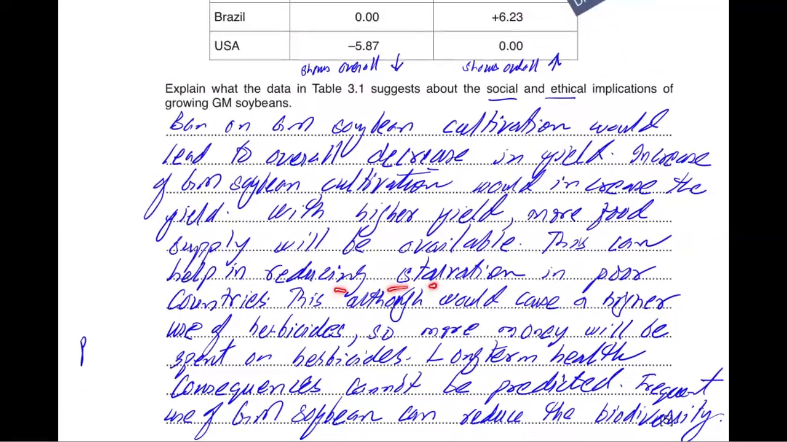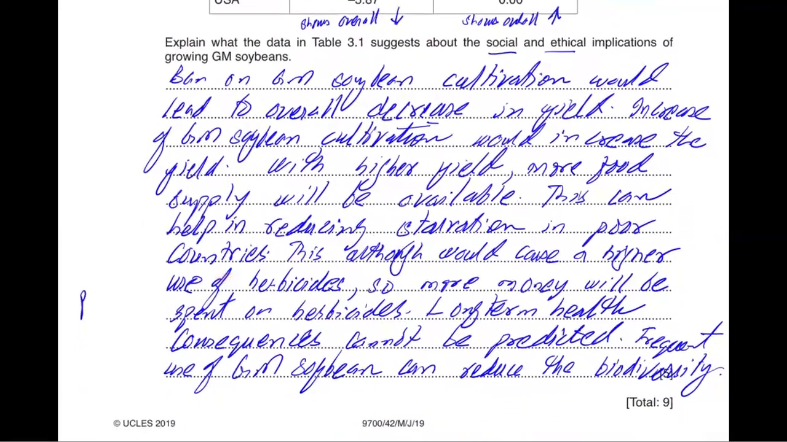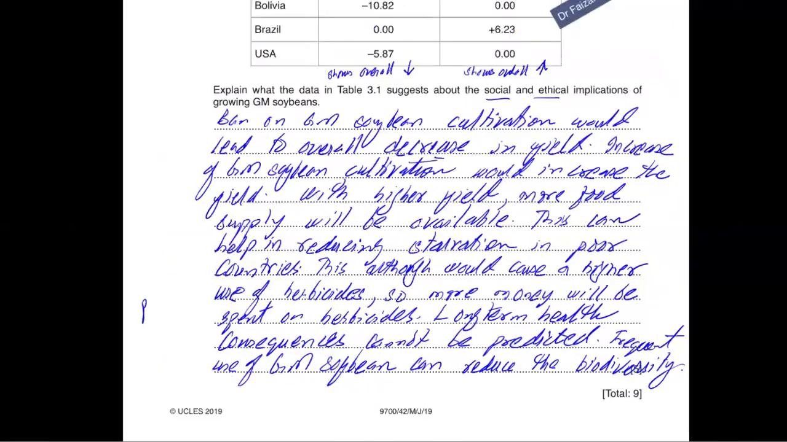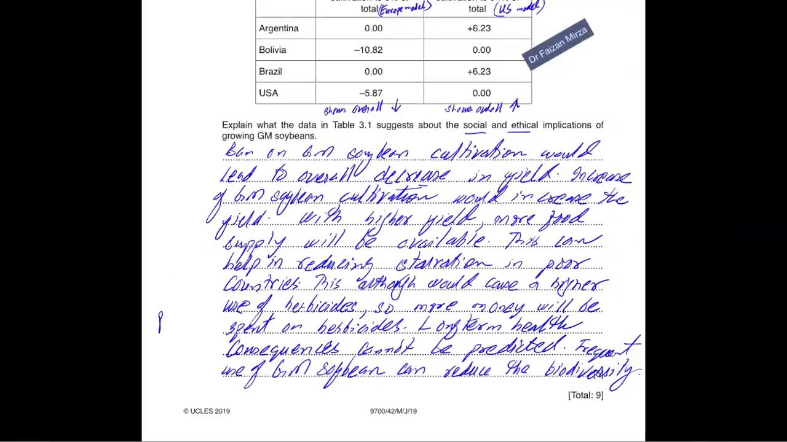This can help reduce starvation in poor countries, because we have to address social and ethical implications here. Although it would cause a higher use of herbicides, yes, because since a genetically modified organism is being used, you will need more herbicide to kill the weeds. So more money will be spent on herbicide. Long-term health consequences cannot be predicted. Frequent use of this genetically modified soybean can reduce biodiversity and affect it in some negative way.